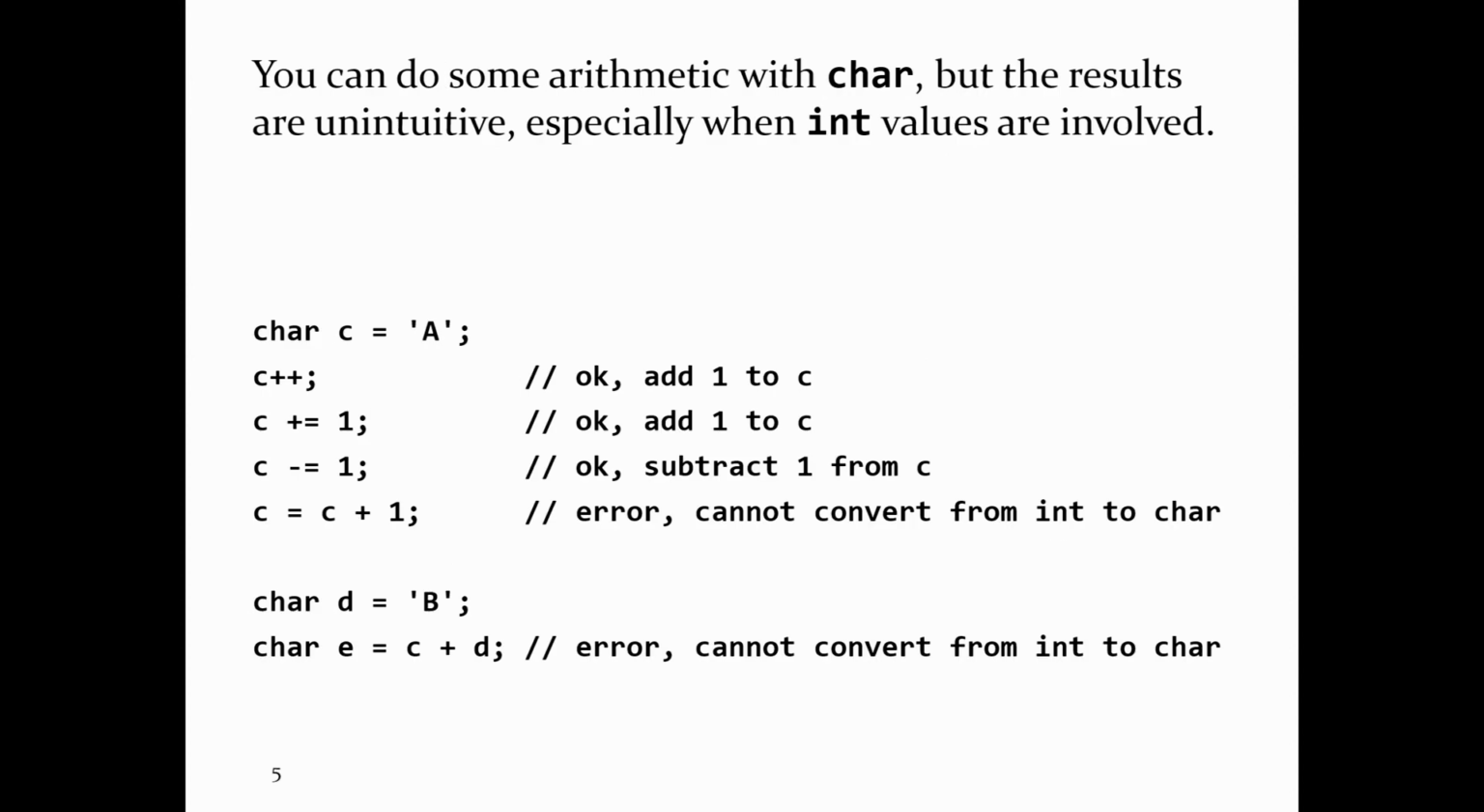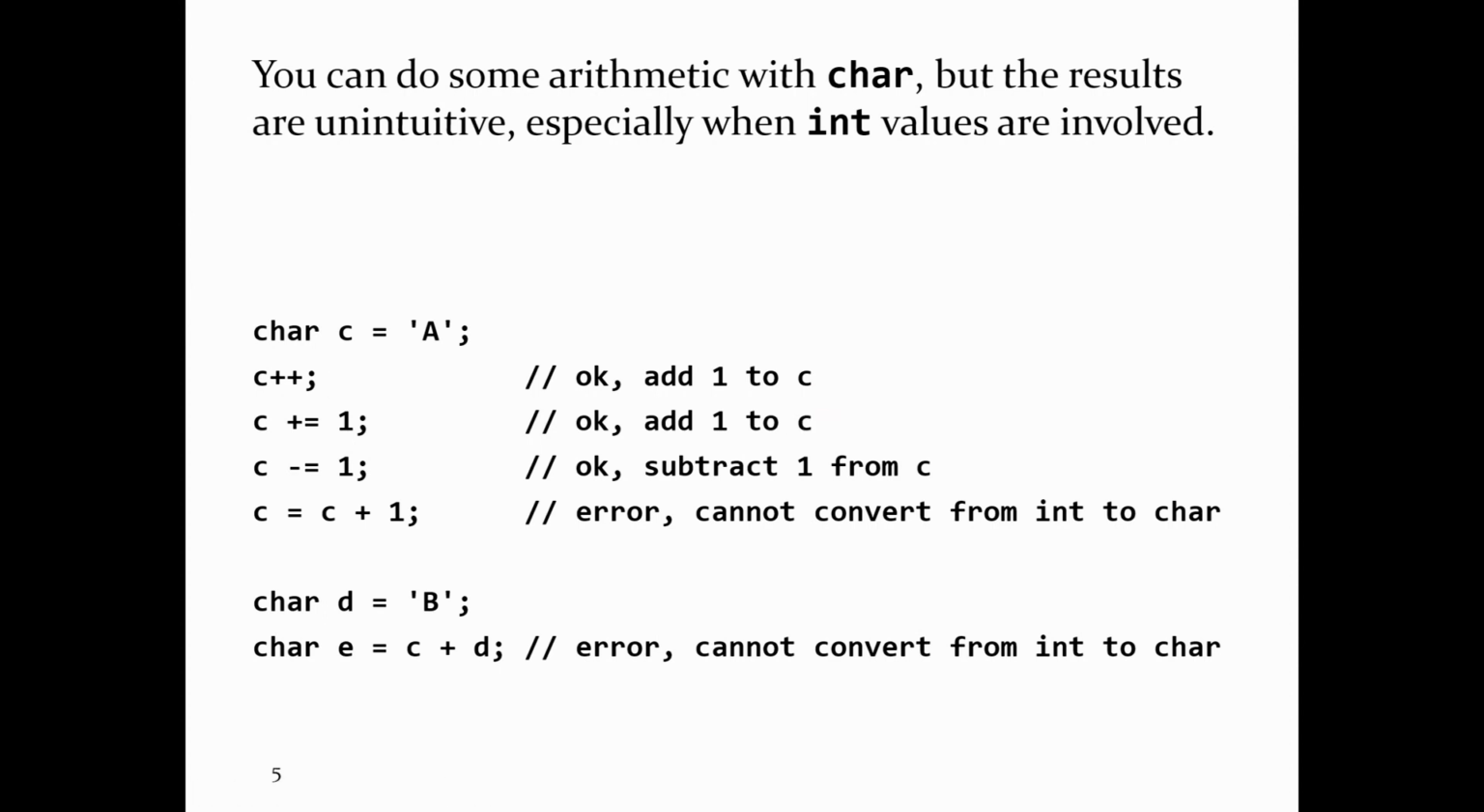All right, so you can do arithmetic with char, but the results are unintuitive, especially when you try to add an int to a char. So let's take a look at this. I'm going to start with the A. I'm going to write c++. If I print c here, I'll get B. So this is okay.